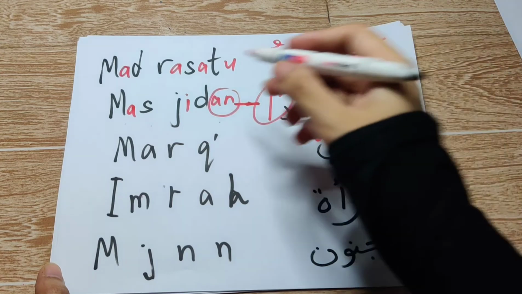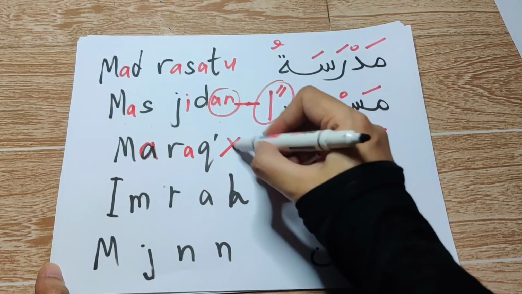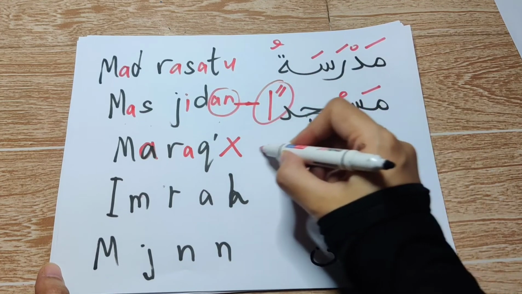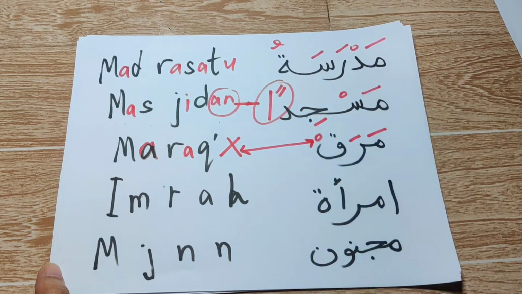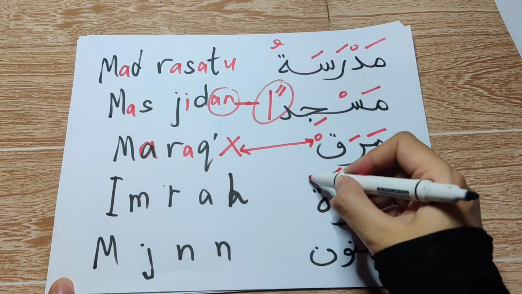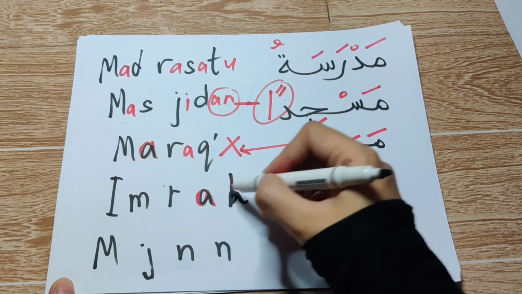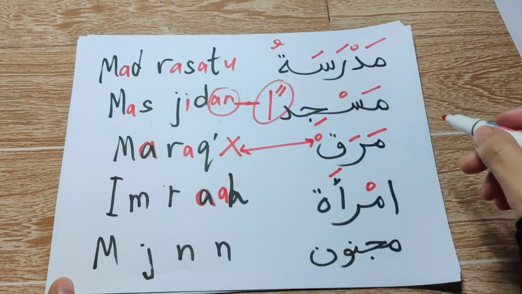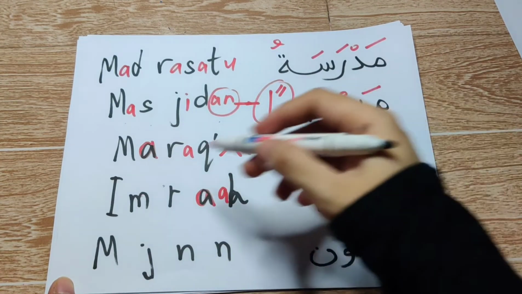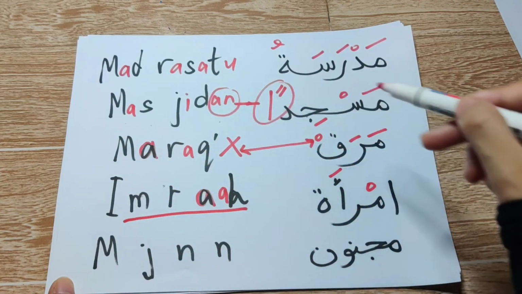So let's see. Madrasa, we put fatha sukun, fatha dhamma, madrasatu. Masjidan, we put fatha sukun kasra, and then tanween fatah, we add alif with the tanween fatah. That's how you write it in some words, not in all cases. So in this case it is read as masjidan. Then we have maraq. Maraq means soup. Maraq, fatha sukun.